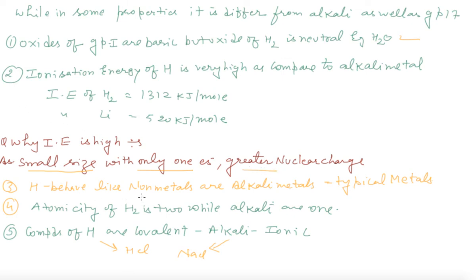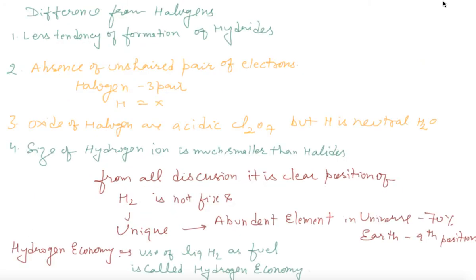And hydrogen behaves like a non-metal, but alkali metals are typically metals. The atomicity of hydrogen is 2, while that of alkali metals is 1. And compounds of hydrogen are covalent like HCl, but compounds of alkali metals are ionic, like NaCl, and many more are there. Next, the difference from halogens.